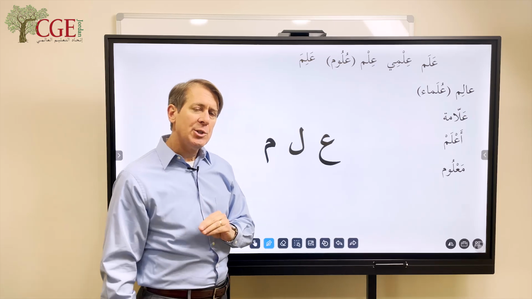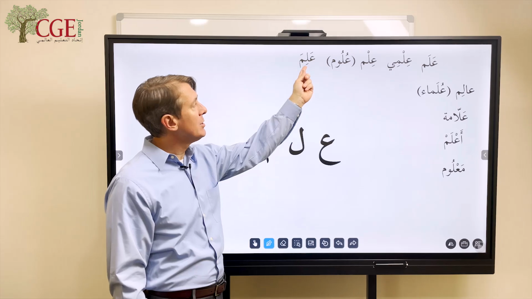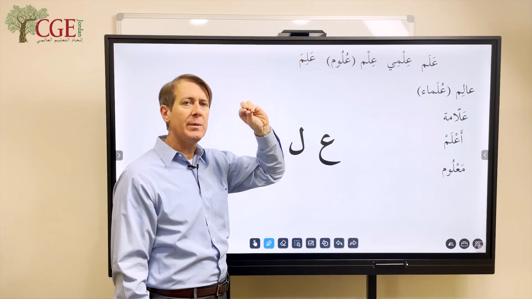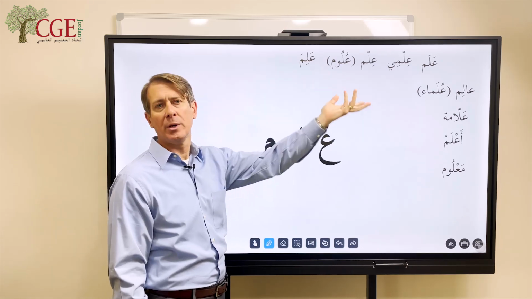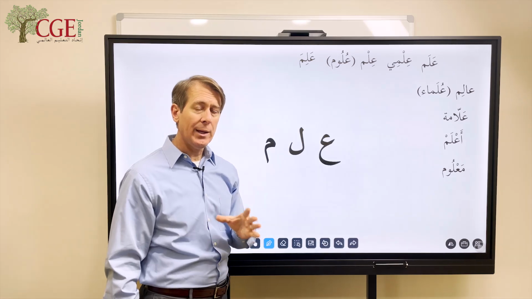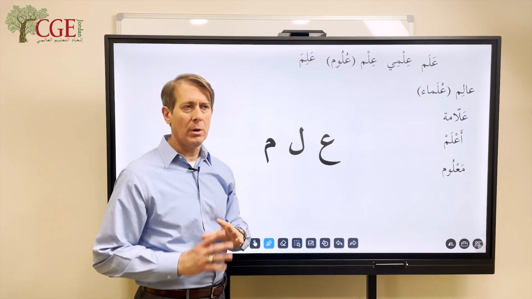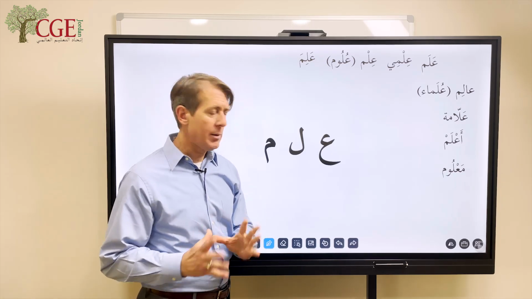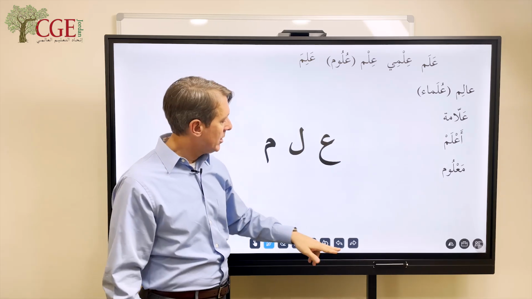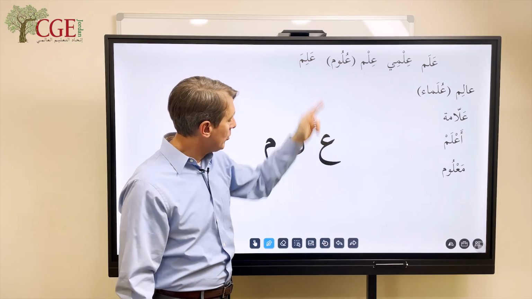Ma'lum is not much used in Amiya, but it's used a lot in Fusha, because we have a second verb we use instead of alima. We say irif. Irif means he knows, and irif can mean he knows someone or something. But ma'lum is from ism al-maf'ul, and it means it's known. So it's used more in Fusha, and it's kind of a passive or reflexive of this particular root, or of form one.